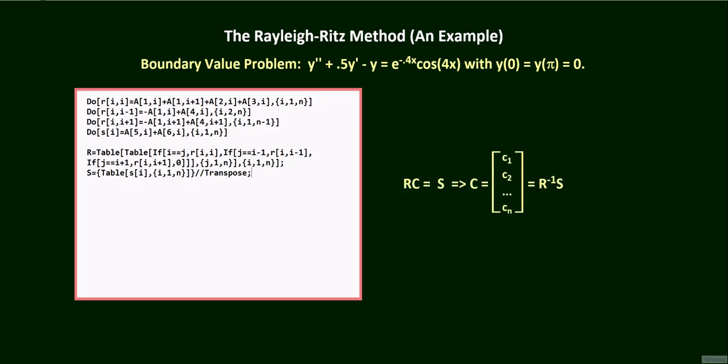Since uppercase C is a special character for Mathematica, we'll call the vector of the c sub i's uppercase double C, or CC. CC equals the inverse of the matrix R times the vector s. We use a Do loop to extract each c sub i from the vector CC. c sub i equals CC sub i, comma 1. The index i indicates the row number. The index 1 is for the first and only entry of each row of CC.